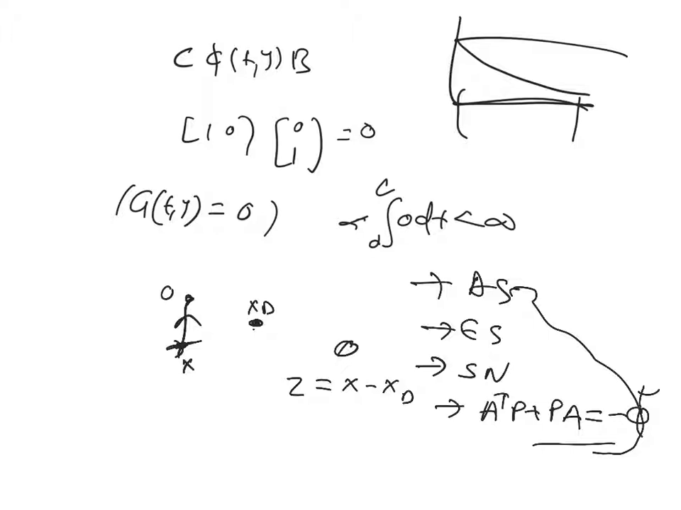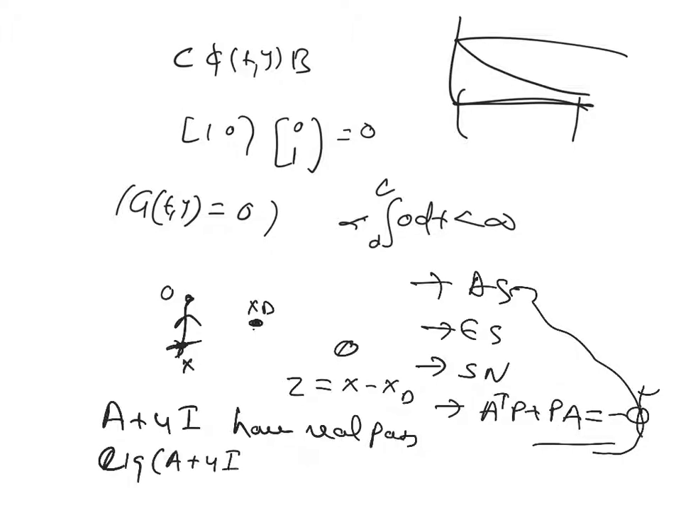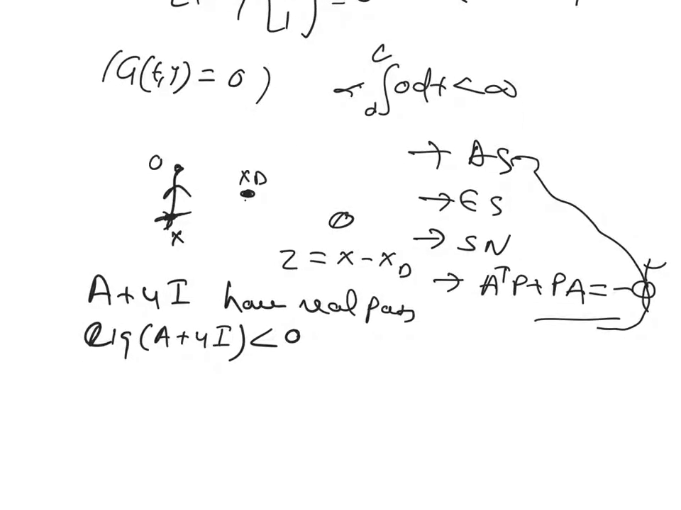So the hint is start by showing that all the eigenvalues of A have real parts less than minus mu if and only if all the eigenvalues of A plus mu I have real parts less than 0. I don't know, like if you can.